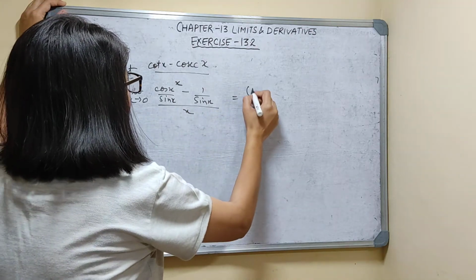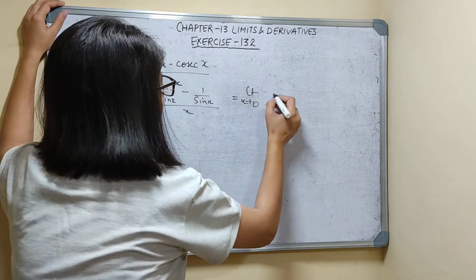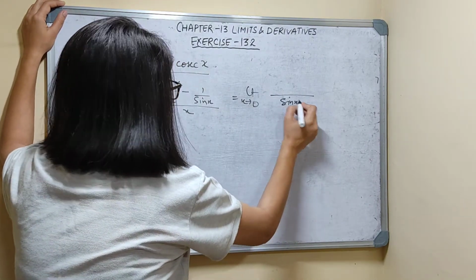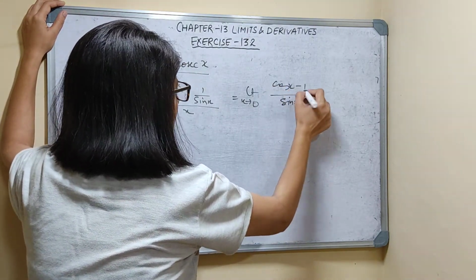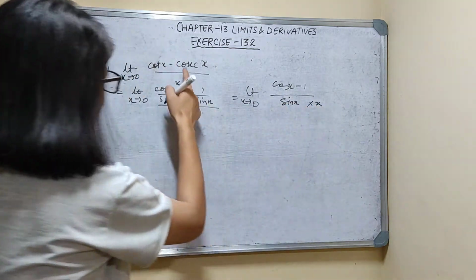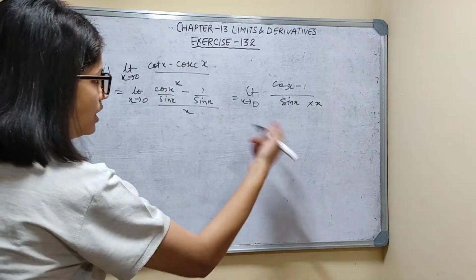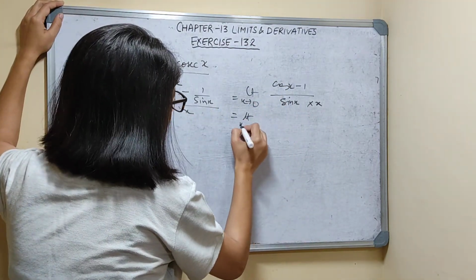So it will be limit x tends to 0, cos x upon sin x minus 1 upon sin x. So sin x is common, LCM. So here it will be cos x minus 1 upon sin x, upon x. So I am writing multiply on x. A upon b upon c, so I am writing a upon b into c: sin x into x.